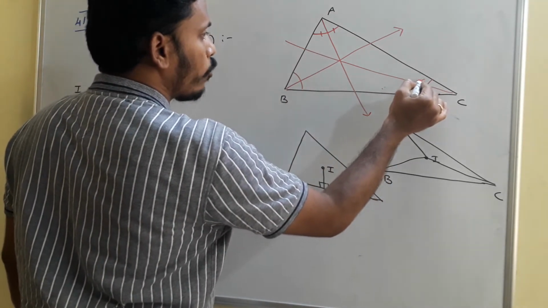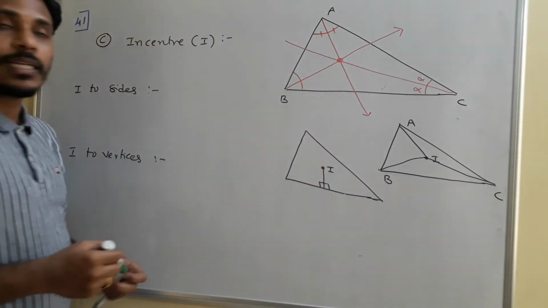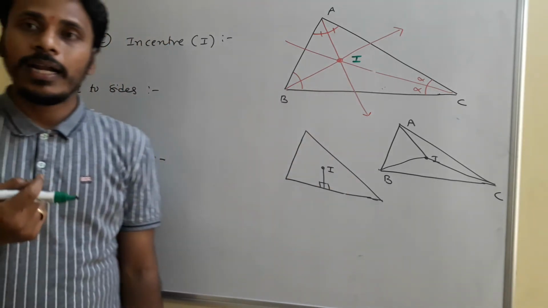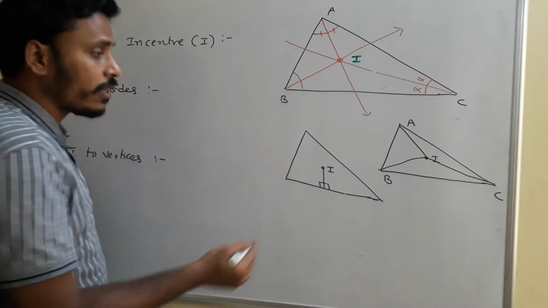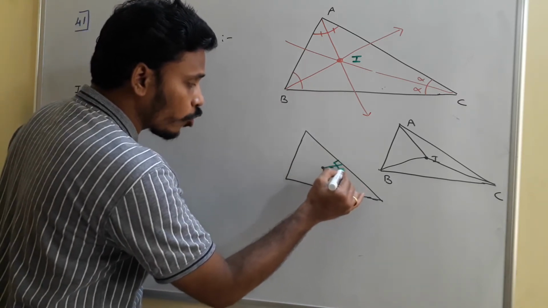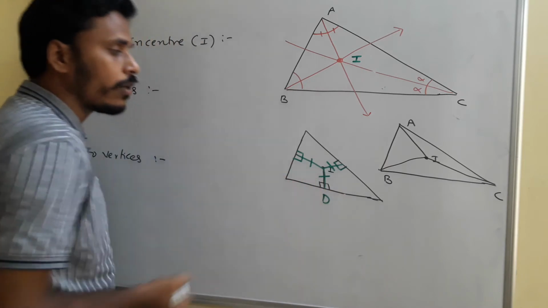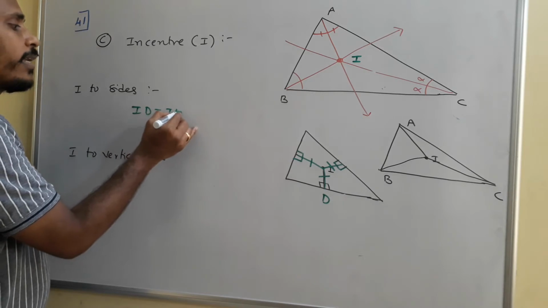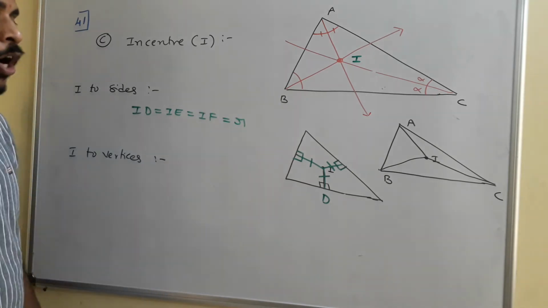These two angles are equal; you may call them alpha, alpha. The three angular bisectors meet at a point, and that point of concurrency is the incenter. Just like the circumcenter, the incenter is special in a triangle: the distances from the incenter to the sides are all equal. If you call them ID, IE, IF, all these are equal, and they are equal to the inradius, small r.